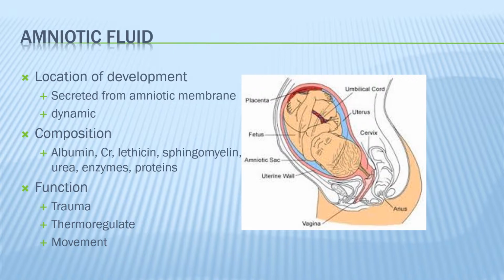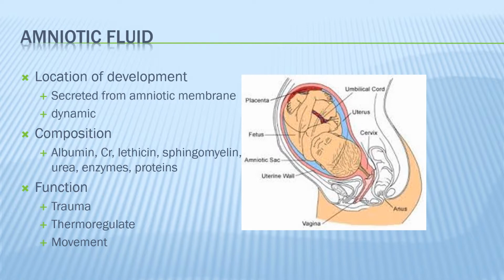Now, amniotic fluid, yep, this is our third type of fluid. This is secreted by the amniotic membrane, and it is dynamic, which means it's constantly being replenished and absorbed. This is partially due to the fetus mimicking its respirations because it's sucking the amniotic fluid into the lungs and then expelling it again, mixing with the fetal lung fluid and surfactant. The composition of amniotic fluid includes albumin, creatinine, lecithin, sphingomyelin, urea, enzymes, and proteins.